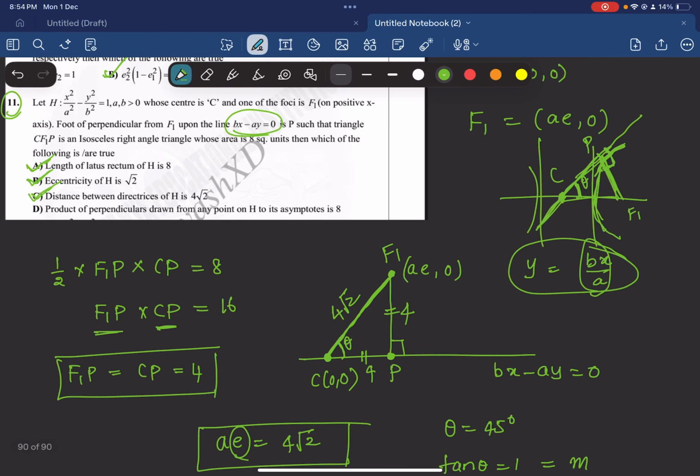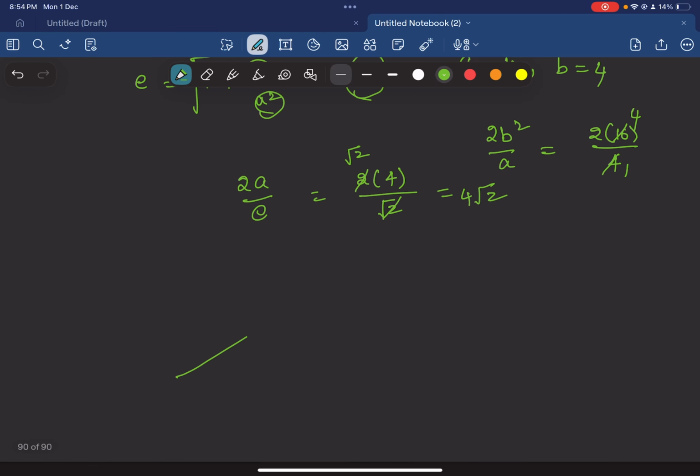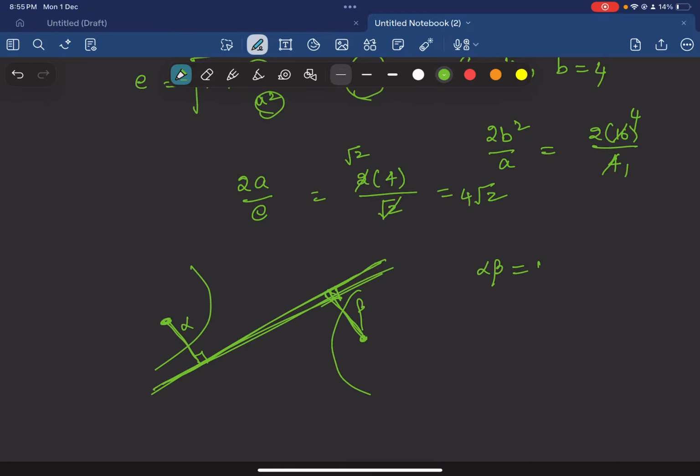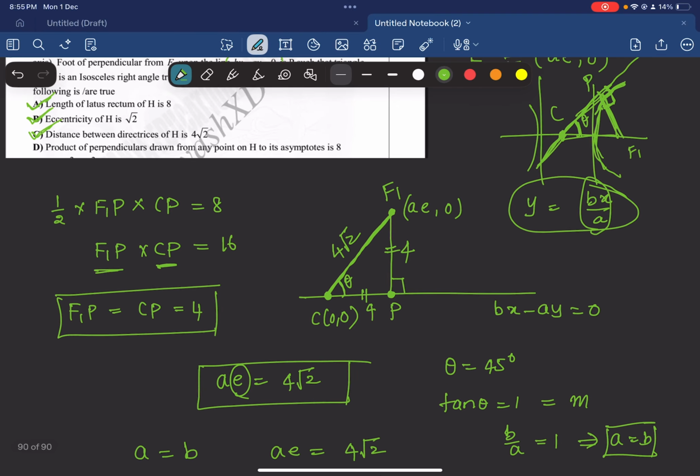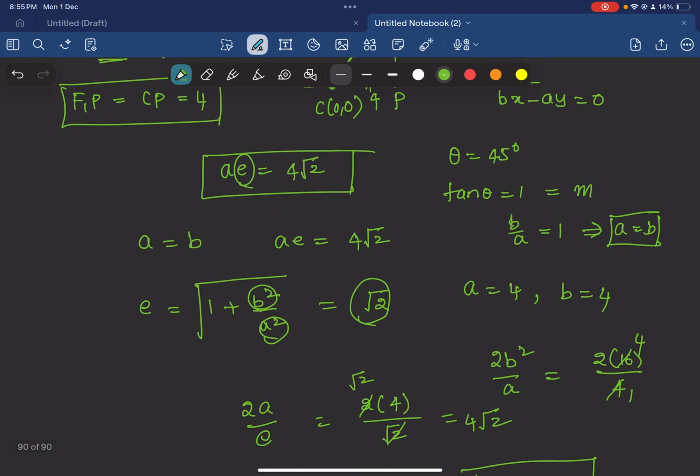Next, the product of perpendiculars drawn from any point on H to its asymptotes. So asymptotes are also tangents. Okay, let us say this is one asymptote. So you have this focus and this focus. This perpendicular length multiplied by this perpendicular length, that's what they are asking. So since the asymptote is also a tangent, if you draw two perpendiculars from the foci to a particular tangent of the hyperbola, and let us say this length is alpha and this length is beta, then alpha beta will be your b square. This is a property. Try to prove it. If you don't know the proof, let me know in the comment section. I'll make a video. So that will be simply b square.